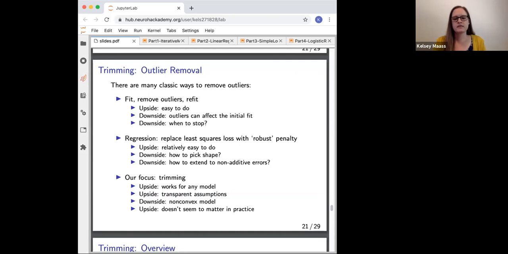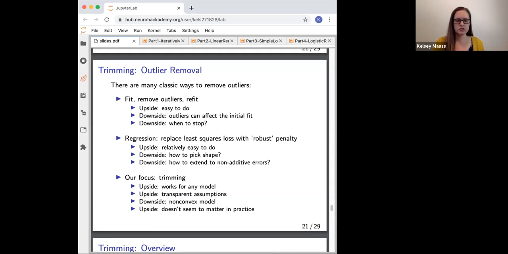So there are many different ways to identify and remove outliers. One of them is to iteratively fit your model. So each iteration, you fit your model, remove points that have the highest error, and then resolve. Of course, one problem is that your outliers might affect your initial fit, so it might skew your results, and it's also not really clear when you stop iterating.